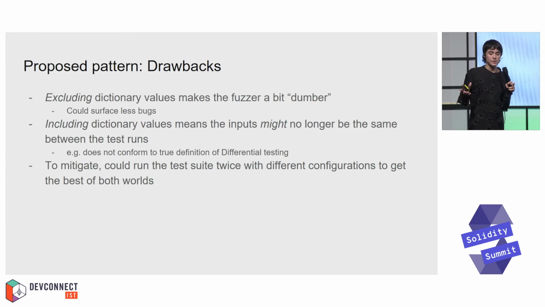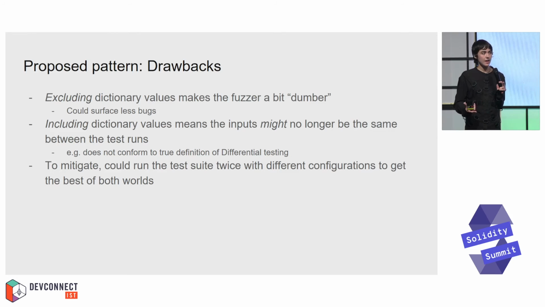So this brings us to a drawback of the proposed pattern. Excluding values from the dictionary makes the fuzzer a little bit dumber, which means it could surface fewer bugs. But including all the values in the dictionary means that the inputs might no longer be the same between fuzz runs. And that's not actually the end of the world, but it means that these 2 runs don't conform exactly to the true definition of differential testing, which tends to emphasize that you are providing the same inputs to these tests.